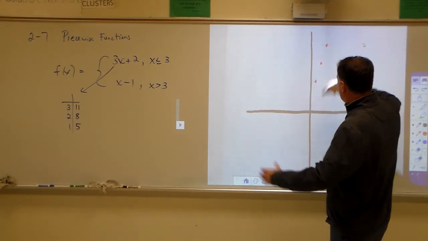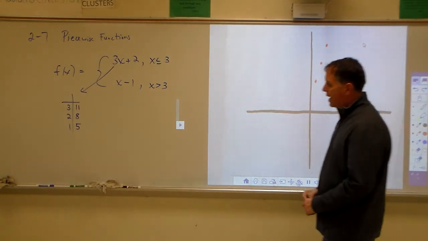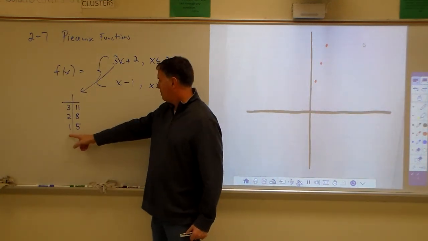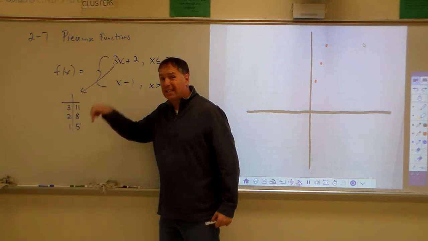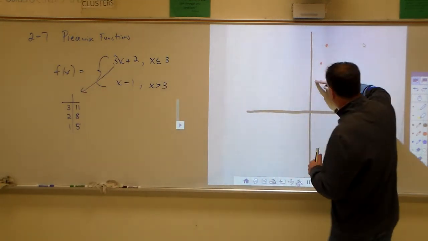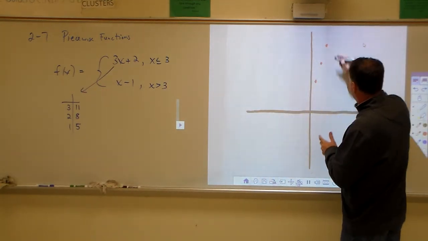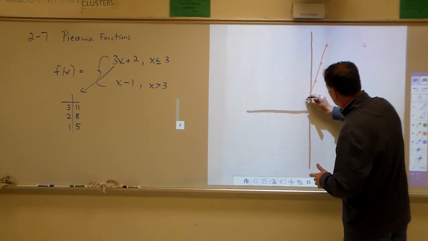Now, I've got to figure out which way it's continuing. I would say that if I put a 0, I'm going to get a 2. So it's going to continue to go down. So I don't want my arrow to go this way. I want my arrow to go this way.